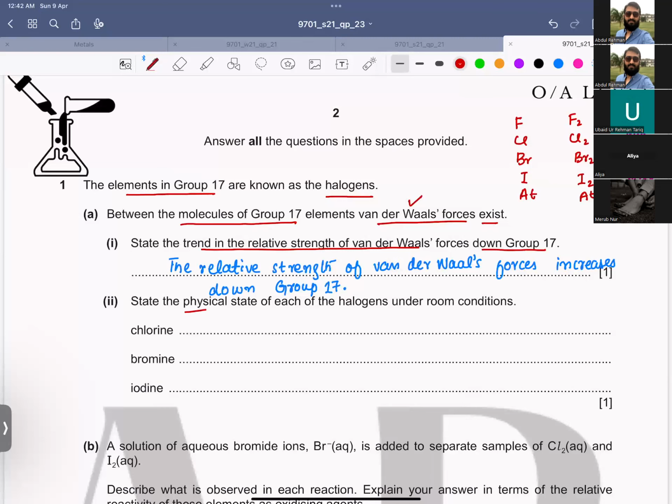Now, in the next part, state physical state of each of the halogens under room conditions. So here I have already mentioned these states. If we look at chlorine, it is gas at room temperature, bromine is liquid at room temperature, and iodine is solid at room temperature. Is this understandable?